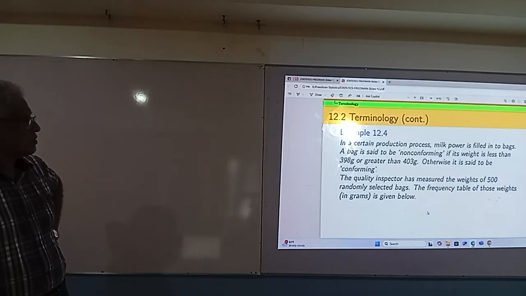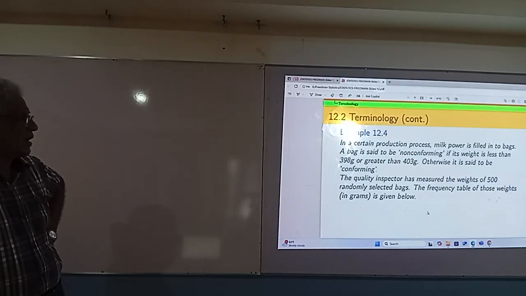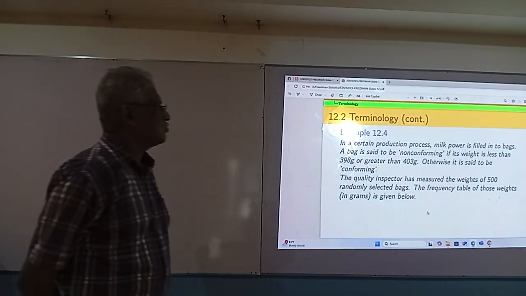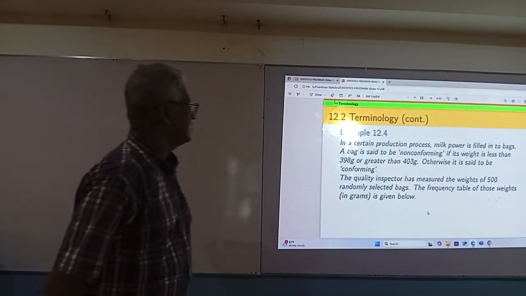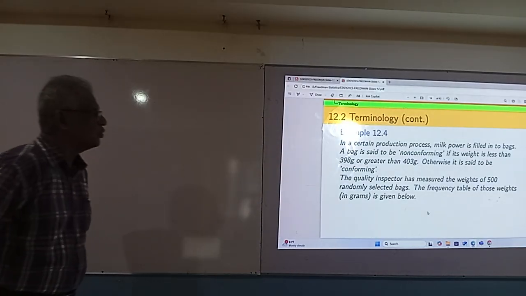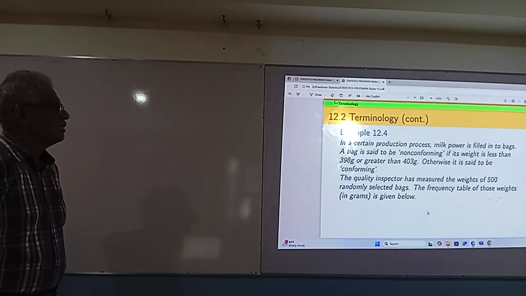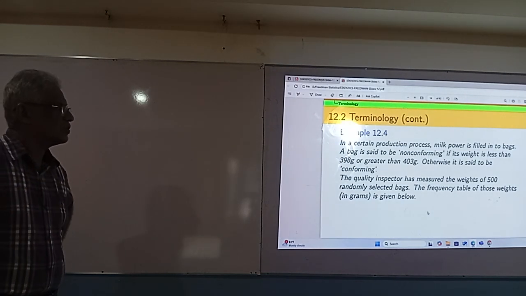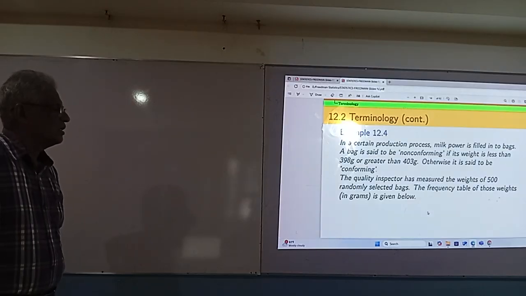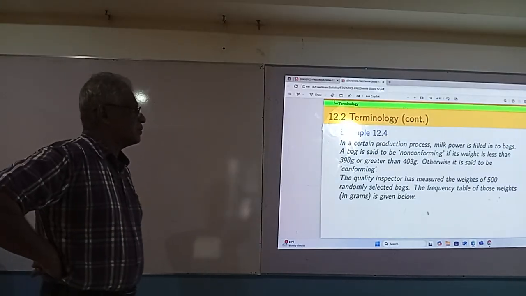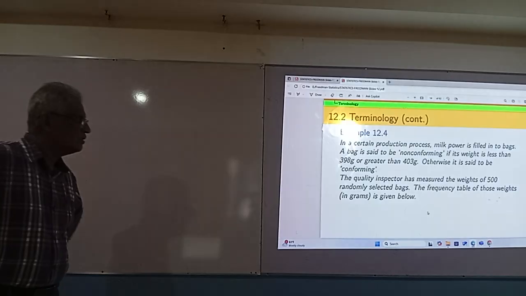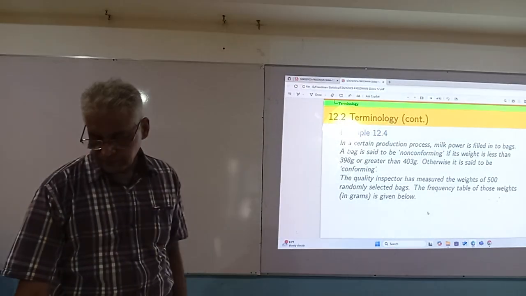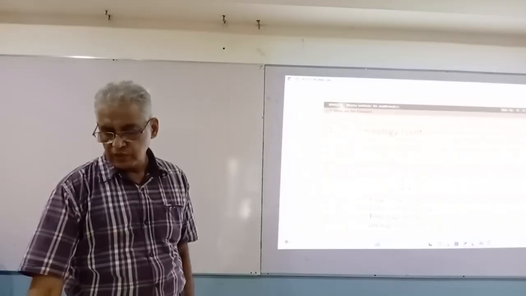In a production process, milk powder is filled into bags. The bag is said to be non-conforming if its weight is less than some value or greater than some other value. Otherwise it is said to be conforming. So there are 2 types of bags, conforming or non-conforming. The quality inspector has measured the weight of 500 randomly selected bags. The frequency table is given here according to their weights.